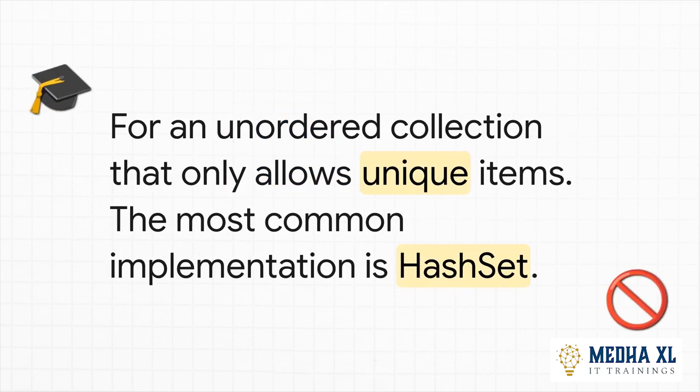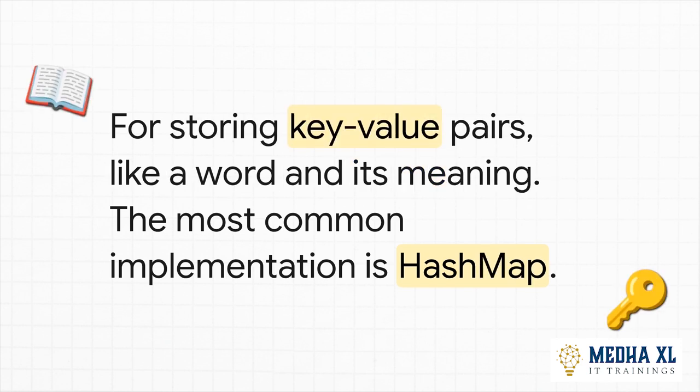And the class roster? That's a perfect stand-in for a set. A set is a collection that guarantees every single item in it is unique, but unlike a list, it doesn't really care about the order. The most common type you'll see is the HashSet. And finally, our dictionary. You guessed it, that's a map. It is built specifically for storing those key-value pairs. Each key has to be unique, and it maps to its value. The absolute go-to for this is the HashMap.